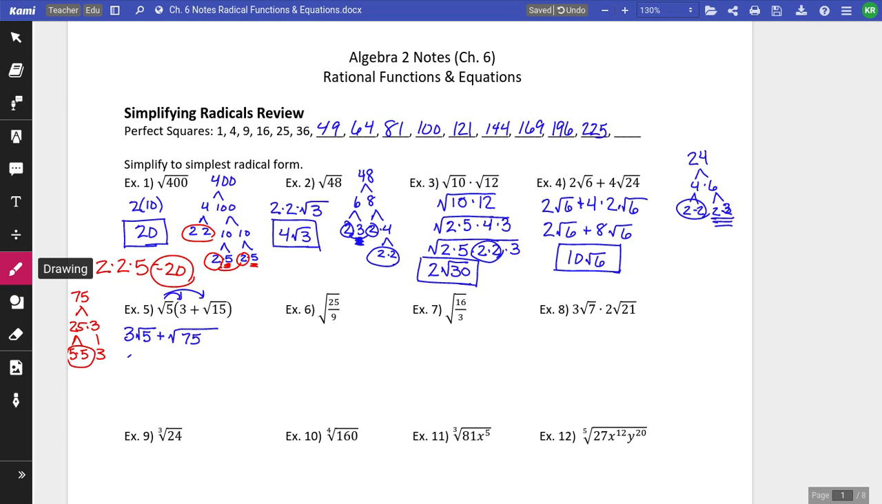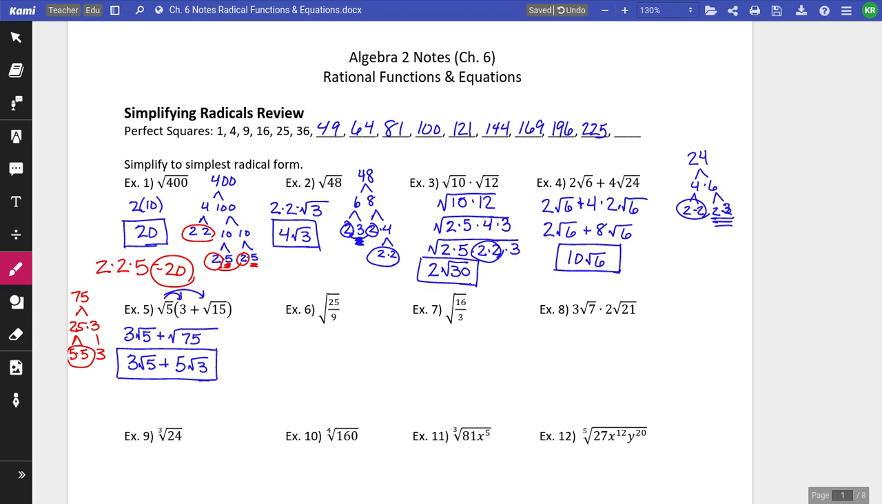So now I have 3 root 5 plus 5 square root of 3. So I could simplify, but even after I simplify that radical, these still don't match. My radicals don't match. I have a root 5 and a root 3, so I cannot add them together. So that's going to be your simplified version.